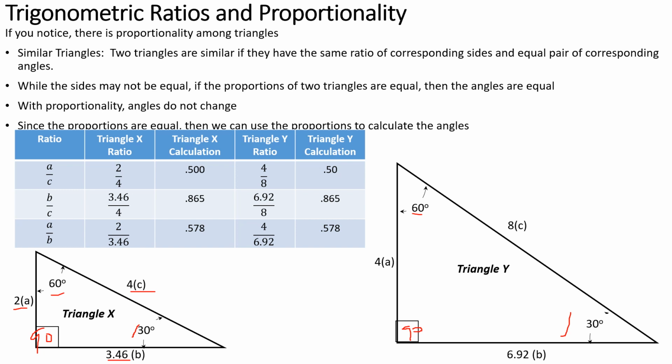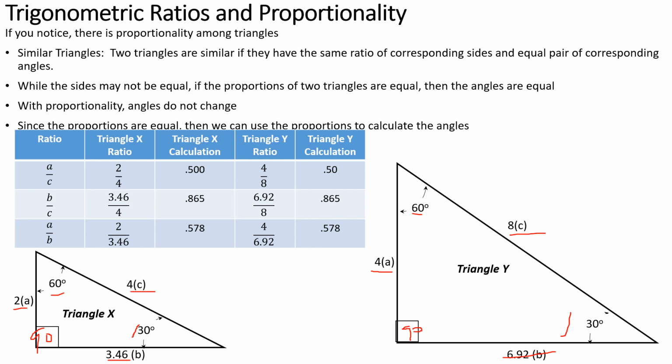Look what happens when I double this. 2 times 2 is 4. Got the same angle here. 4 times 2 is 8. 3.46 times 2 is 6.92. So basically, what I'm proving here is proportionality.